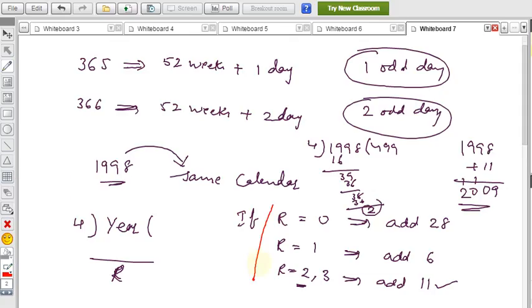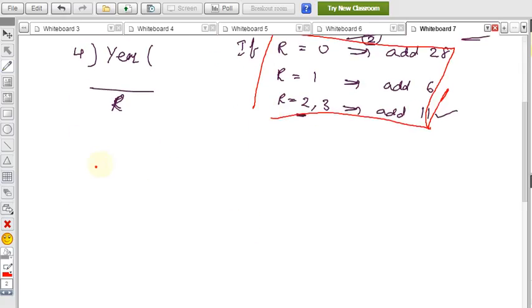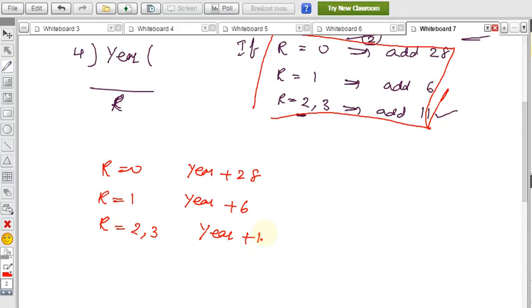If the remainder is 0, we need to add 28. I'll write it clearly. Remainder is 0, then year plus 28. The remainder is 1, then that year plus 6. If the remainder is 2 or 3, then that year plus 11. We'll get the same calendar.